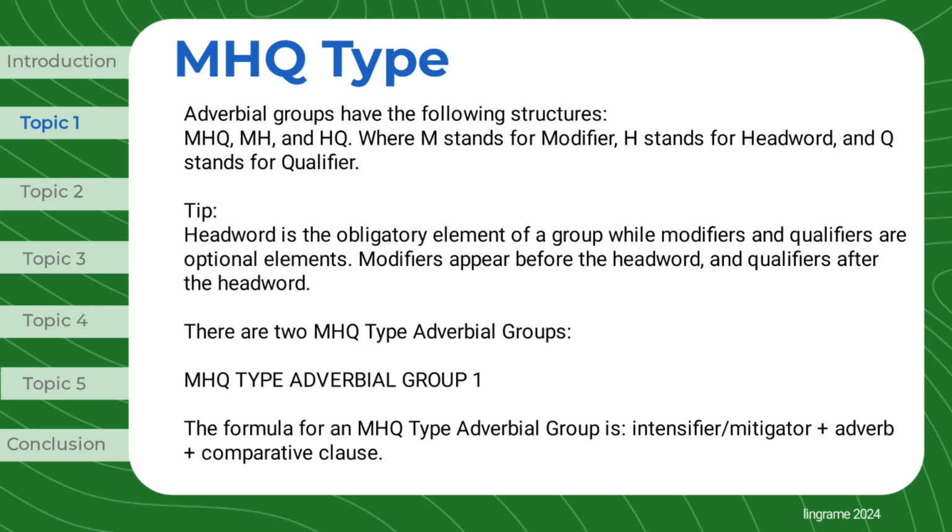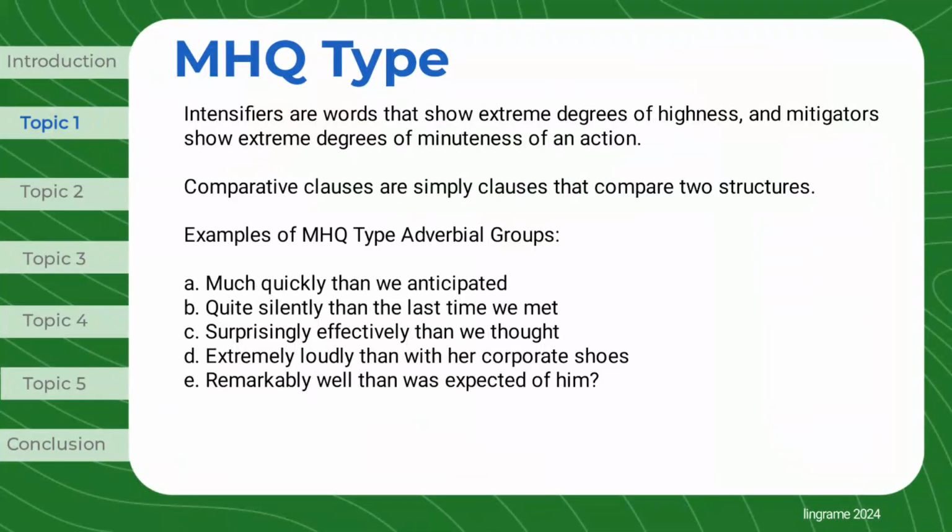There are two MHQ-type adverbial groups. MHQ-type adverbial group 1. The formula for an MHQ-type adverbial group is intensifier/mitigator plus adverb plus comparative clause. Intensifiers are words that show extreme degrees of highness, and mitigators show extreme degrees of minuteness of an action. Comparative clauses are simply clauses that compare two structures.